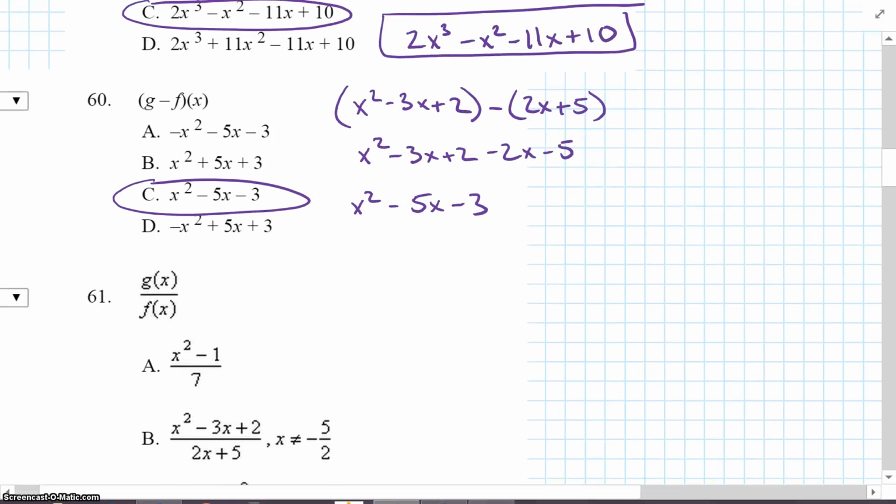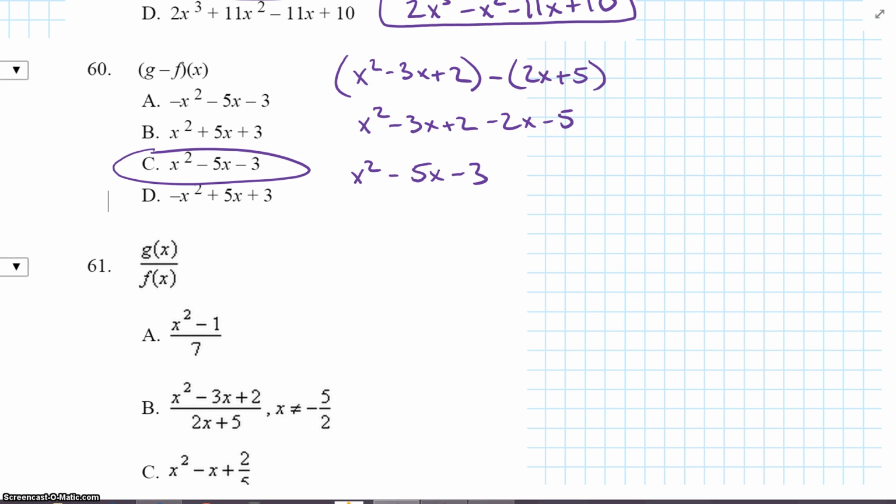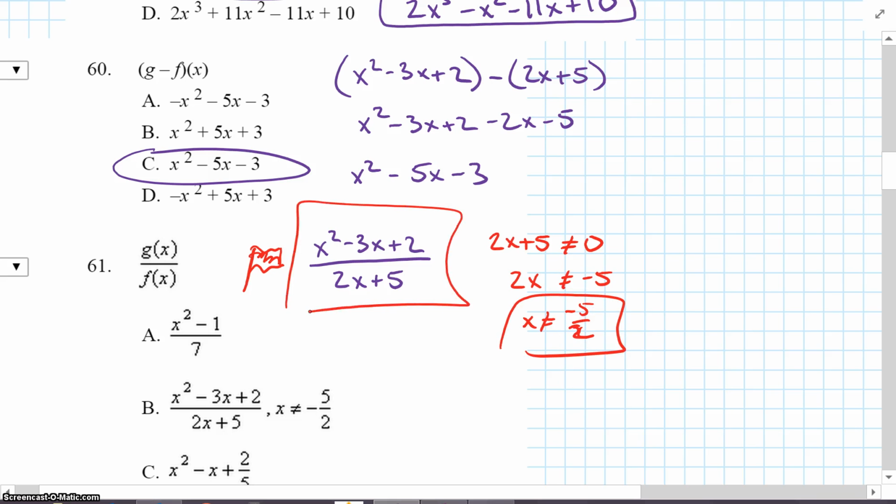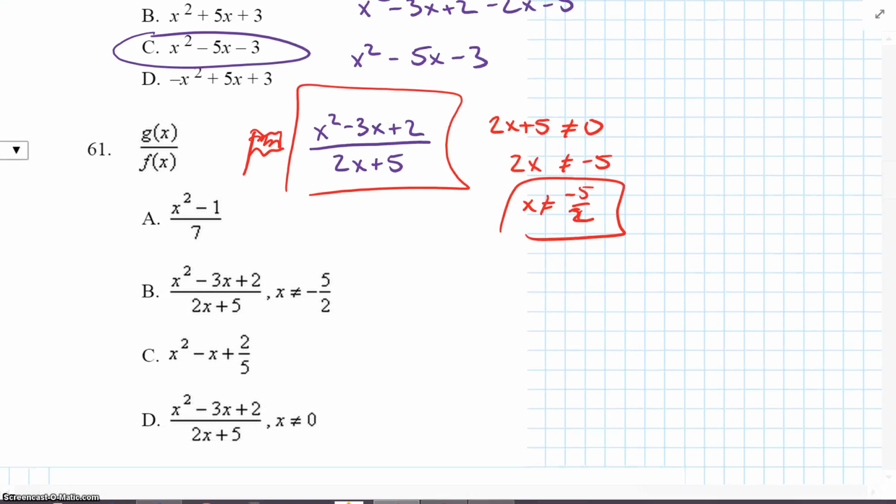All right. 61. g of x over the f of x. Well, g of x is x squared minus 3x plus 2. My f of x is 2x plus 5. So we're good with that. But a little red flag should go off because I have a variable in the denominator. So 2x plus 5 cannot equal 0. So 2x cannot equal negative 5. So x cannot equal negative 5 halves. So I need my restriction in that. So it looks like my answer is B.